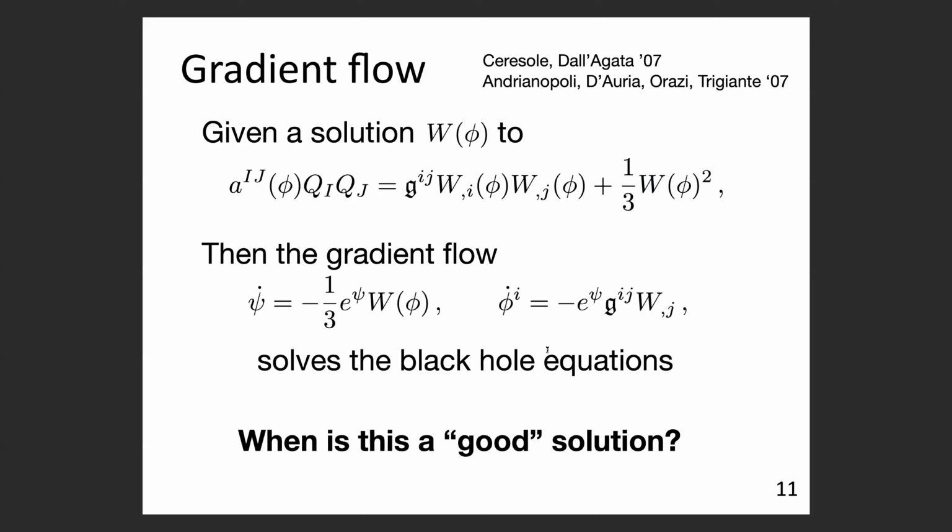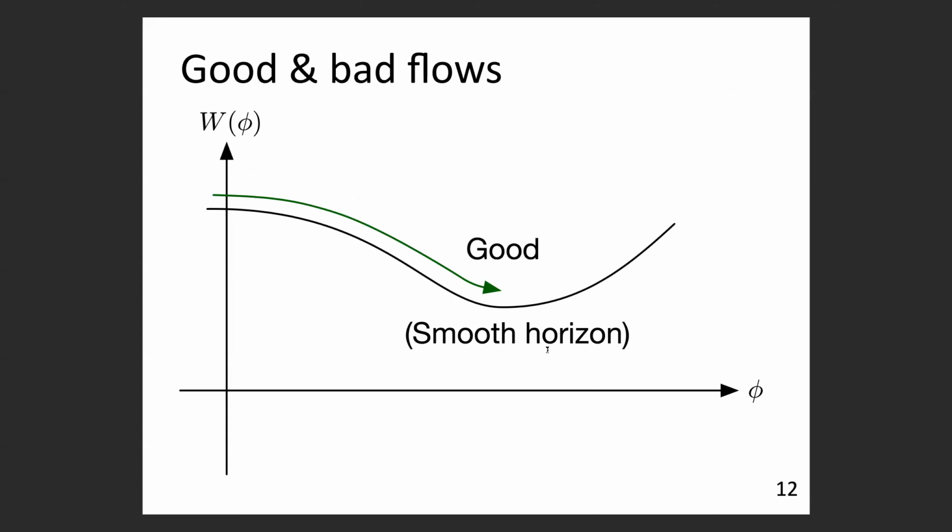But when is this really a good solution? I really want a solution that has a horizon and not something with a naked singularity. Okay, so let's look at what could happen for different W's. Here's an example of a good W. It has a minimum here, and the gradient flow is going to take me down to the minimum. And if you study the gradient solution, you go back and look at the metric ansatz, et cetera, what you find is that there's going to be a smooth horizon with a finite area.